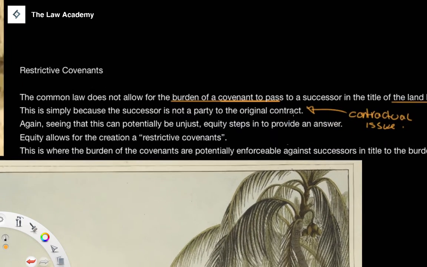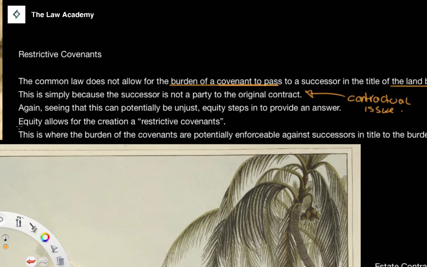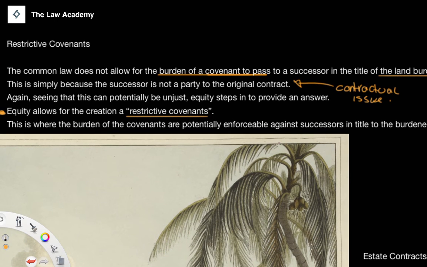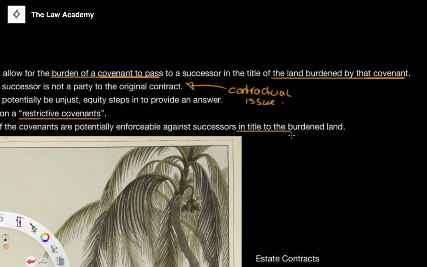And again, with this being potentially unjust, because there could be examples where a successor who is not party to a contract may benefit from some kind of burden of a covenant, equity again steps in to provide an answer, and it allows for the creation of what we call restrictive covenants. This is effectively where the burden of the covenants are potentially enforceable against successors entitled to the burdened land.